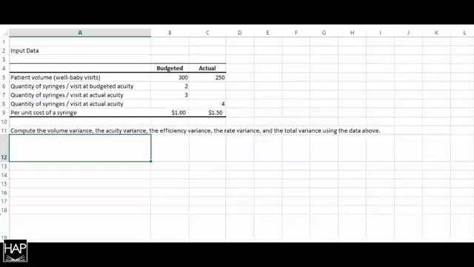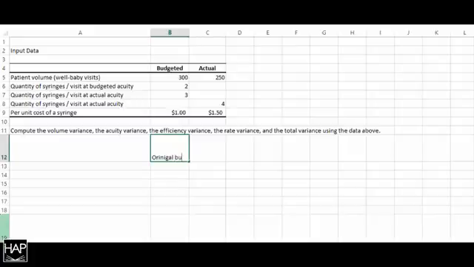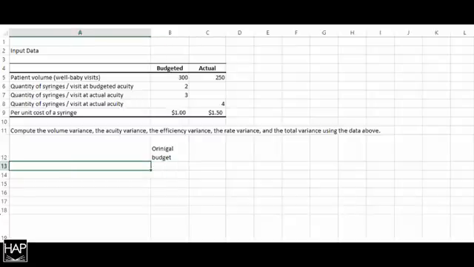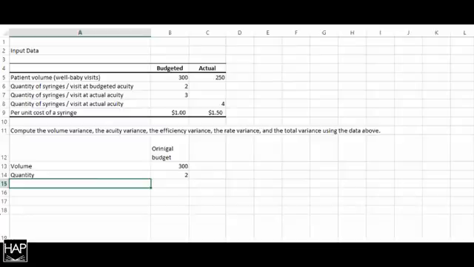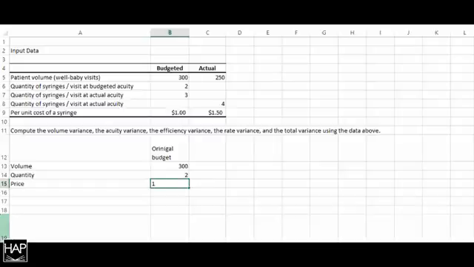When looking at the variance analysis in the well baby visit practice with the syringes, I'm first going to look at what the original budget would have been. This way, I can compare what the actual budgets are and determine the variance compared to the original. So the original budget for volume was 300. The original budget for the quantity, the number of syringes, was 2 syringes per appointment. The original budgeted price was $1 per syringe.